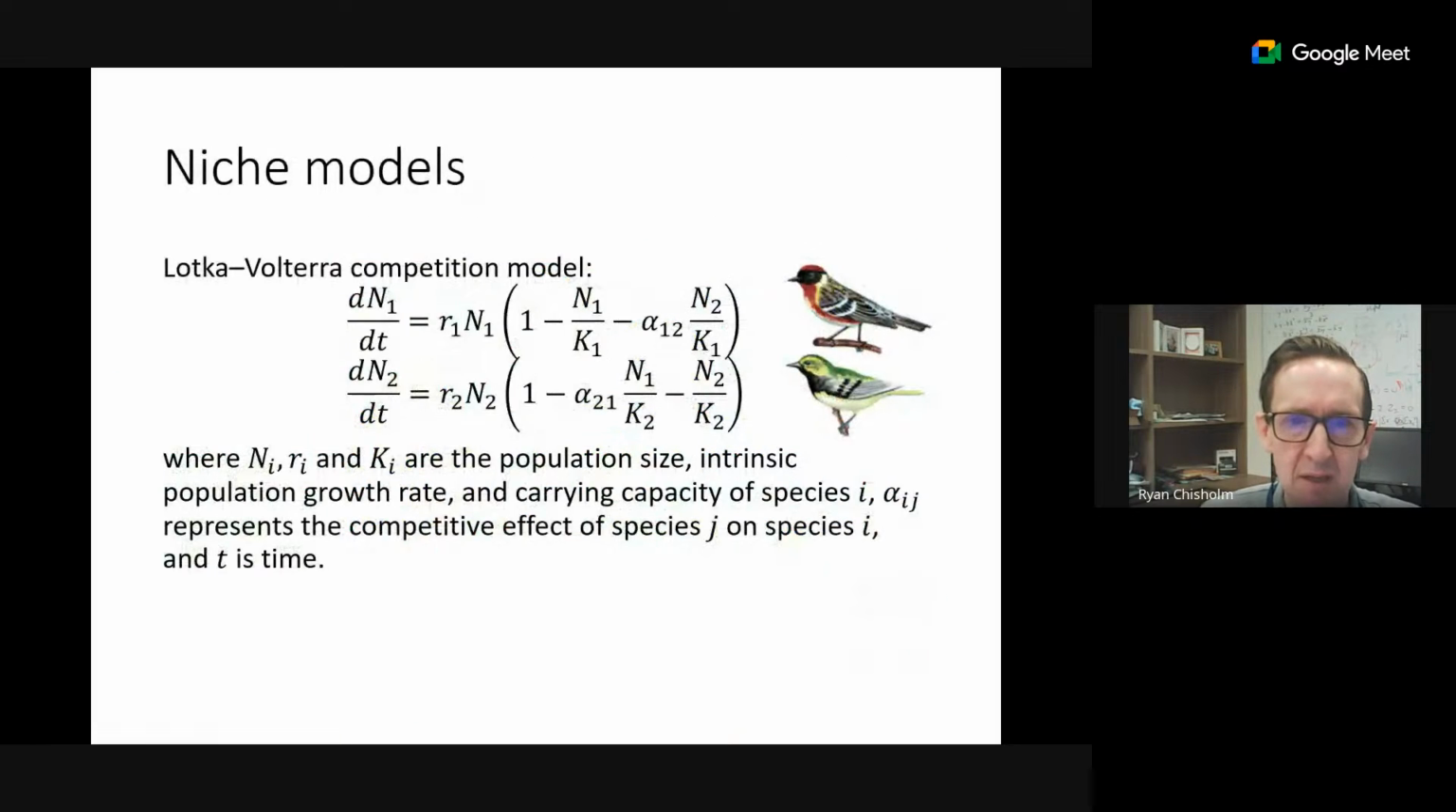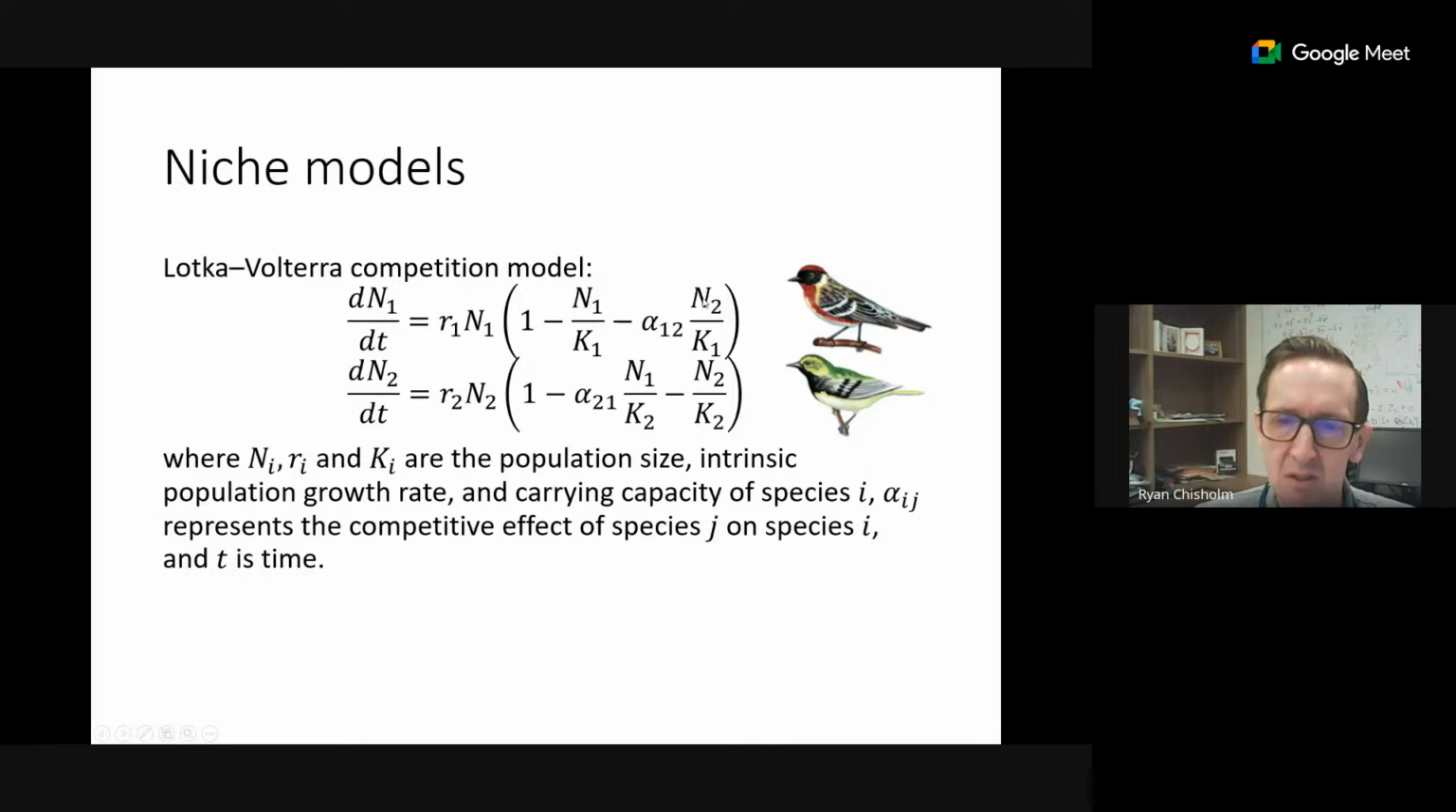So I mentioned niche models. This is a classic niche model based on a set of deterministic differential equations. So your N is your abundance of the different species. One of the earliest applications was to warblers in the northeastern US. Put a couple of warblers there. N is population size. R is the maximum growth rate. And then the actual growth rate is reduced by this factor, which depends on the abundances of both species. And K is the carrying capacity. And the alphas represent the competition coefficients.